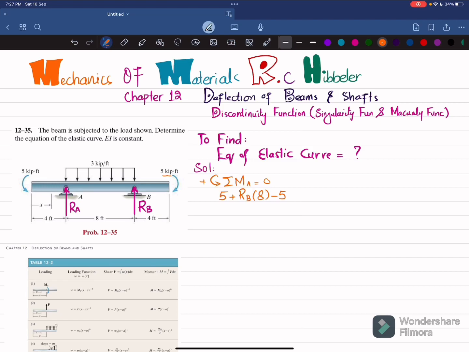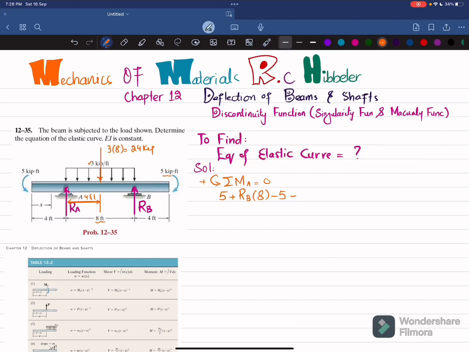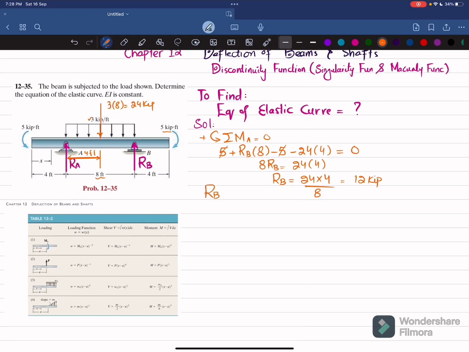And the last moment is produced due to this distributed load. When this distributed load is converted into a point load, it will be equal to 3 into the length, which is 8 feet. So this is 24 kips force that is applied in the middle, and its perpendicular distance about point A will be equal to 4 feet. This is also producing clockwise moment, so it will be negative. So I will write minus 24 into 4, and their sum must be equal to 0. So this 5 will cancel with this 5. So we have 8 Rb is equal to 24 multiplied by 4. So Rb is equal to 24 multiplied by 4 divided by 8. So we will get 12 kips. So Rb is equal to 12 kips.